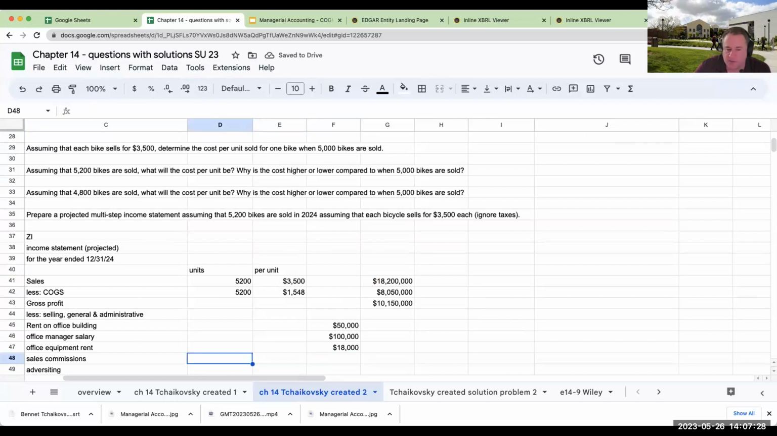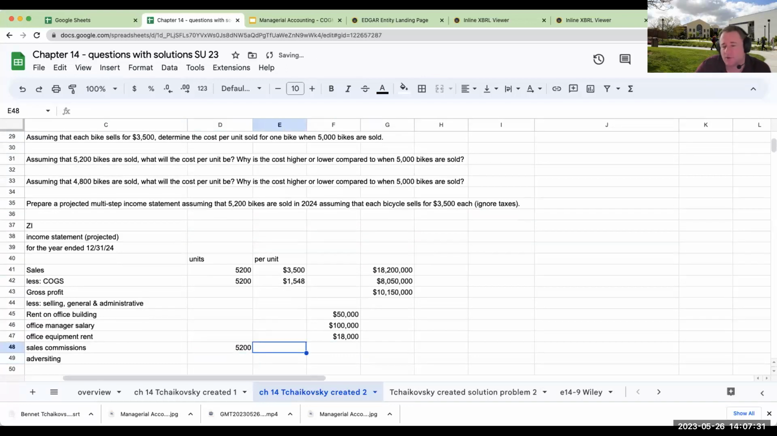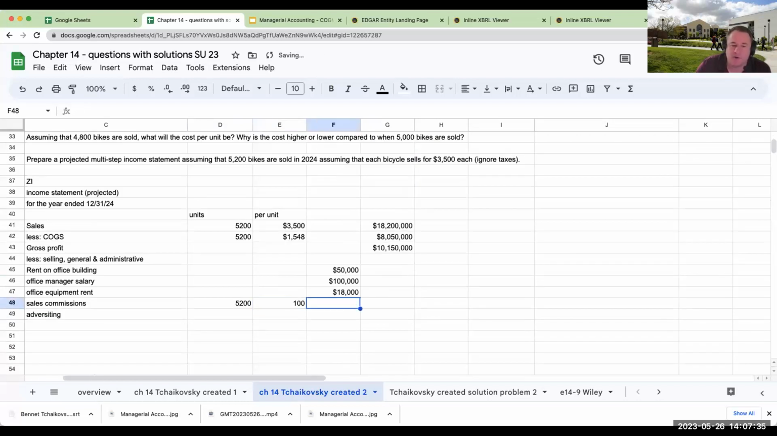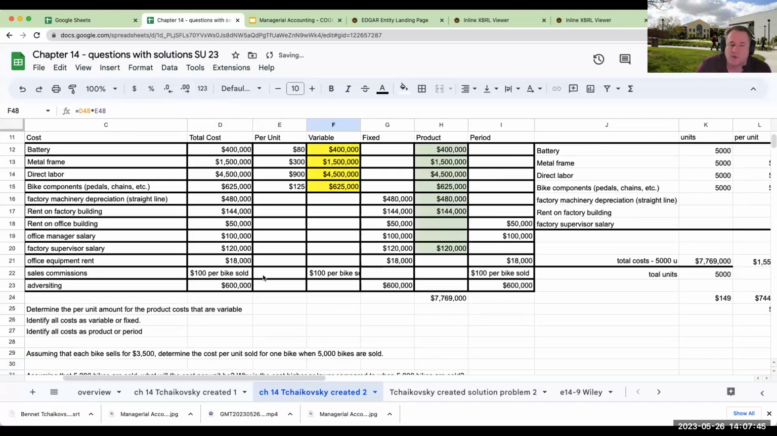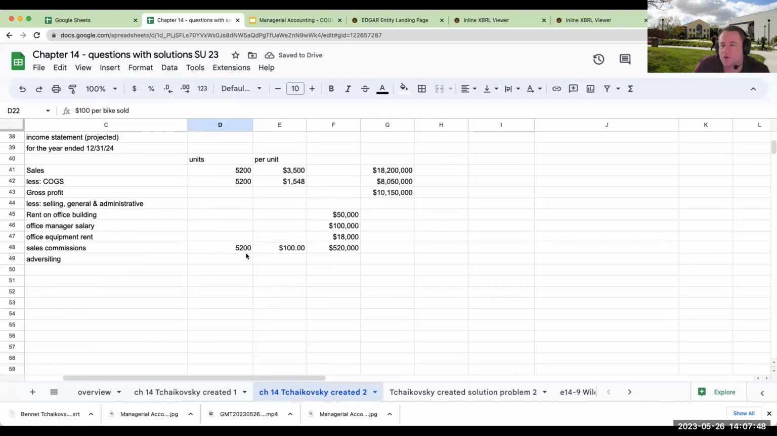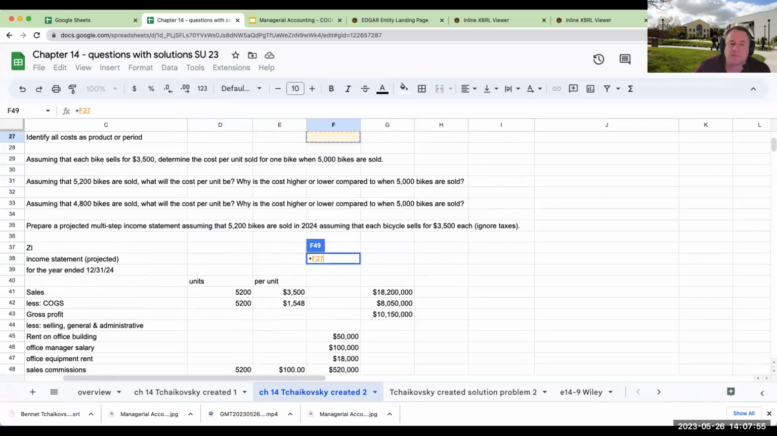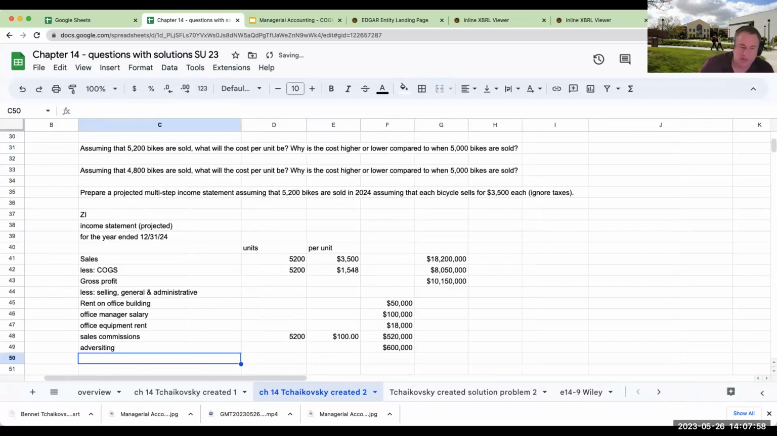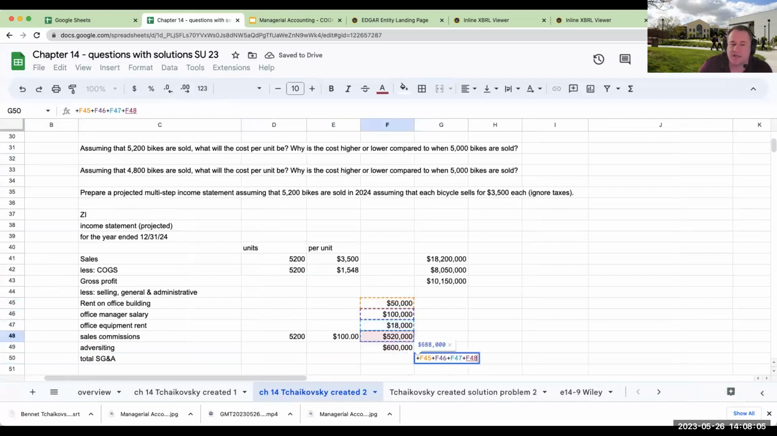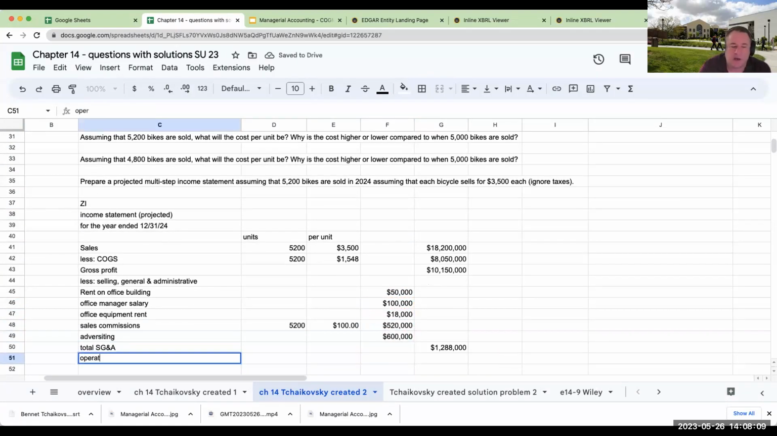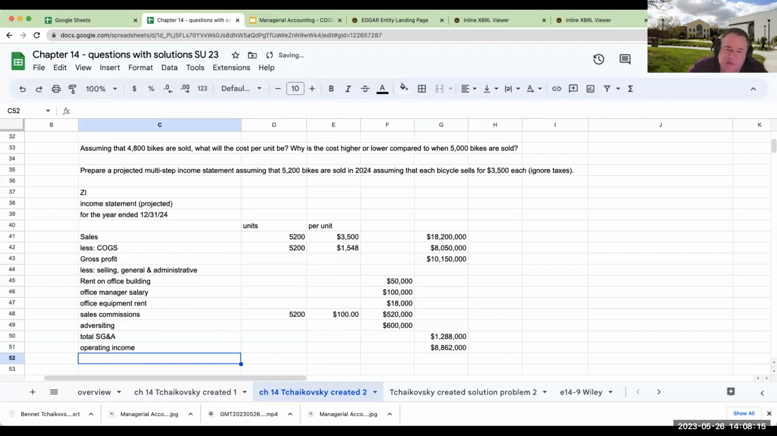Now, for my sales commissions, how many units did I sell? Well, I sold 5,200 units. What's my commission rate per unit? It's 100. So my total amount of sales commissions is going to be 520,000. Remember, this is 100 per bike sold, and I sold 5,200 bikes. That's how I'm getting the number. The advertising is a total of 600,000. So my total SG&A is going to be the 50 plus the 100 plus the 18 plus the 520 plus the 600. So my operating income or my net income is going to be right over here at 8,862,000.